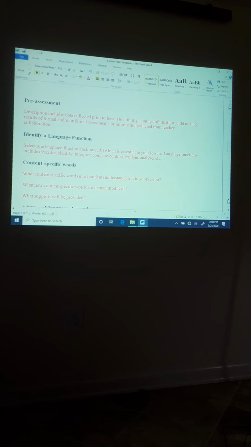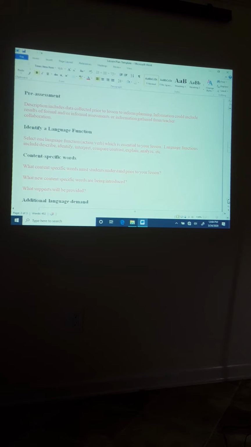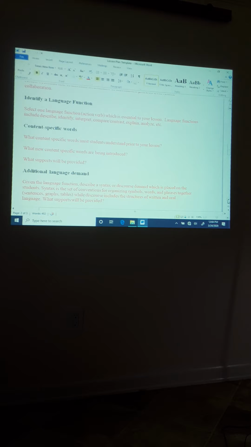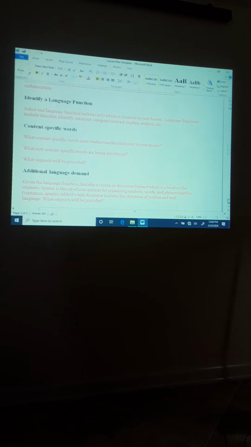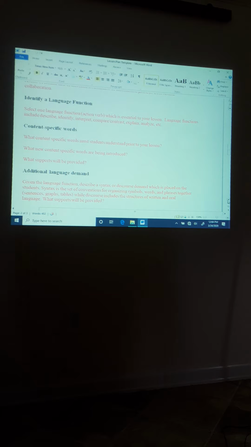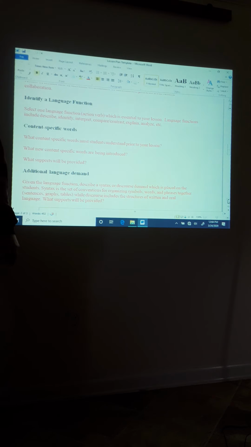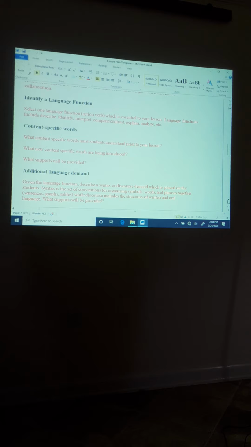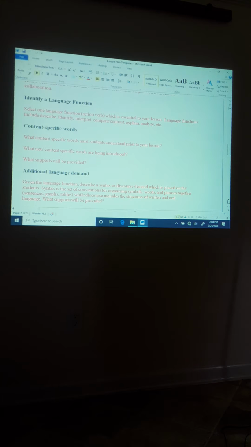Now, to this academic language section. These first couple things are relatively simple. Identify a language function. All you put in here is the verb from your standard and your objective. So your verb may be describe or demonstrate, cause and effect, calculate. That's all that goes here. One word, no explanation, nothing. One word, or if it's cause and effect or whatever your verb is, goes right here. That's it. Nothing else except the verb.